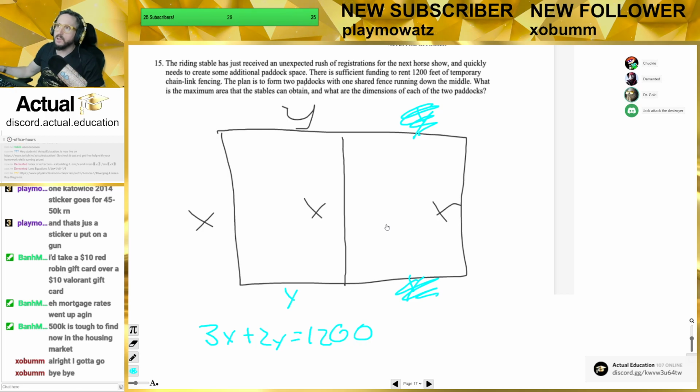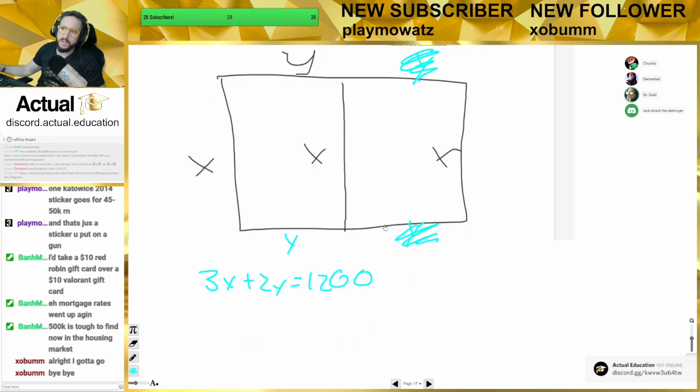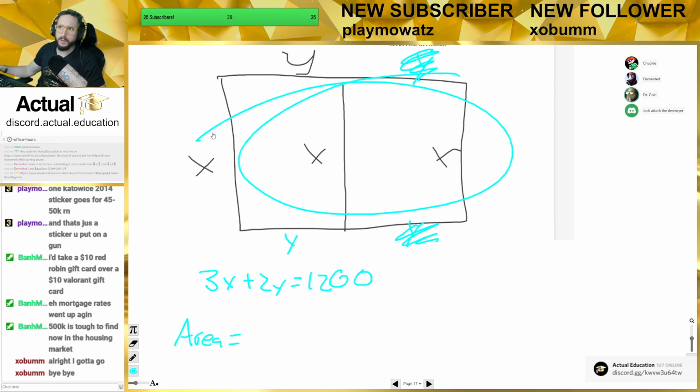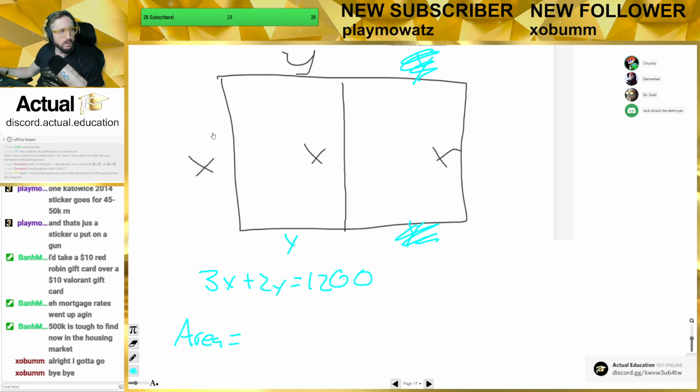The next thing we're trying to do is figure out what the maximum area is. So what's an equation for the area? What is the area of this whole thing? We do know it in terms of the variables. This is a rectangle, right? What's the area of a rectangle? Length times width, right? Yeah, length times width.